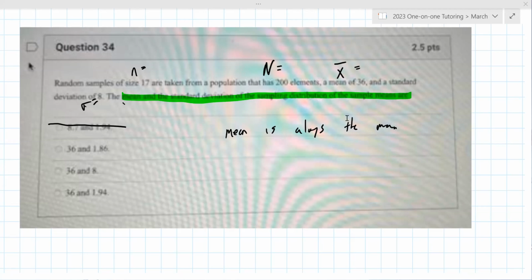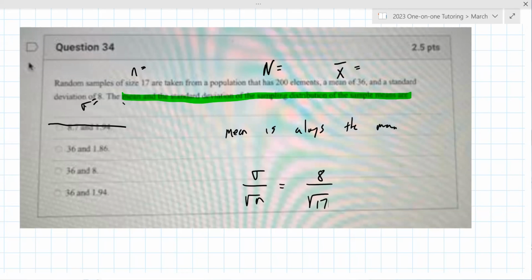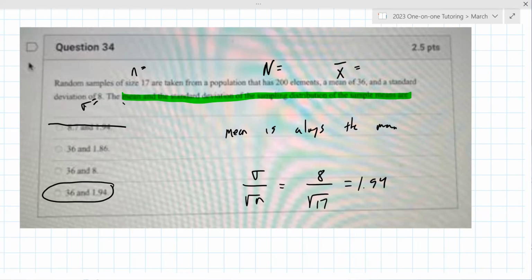All right. So let's take sigma and divide it by the square root of n, which is 8 divided by the square root of 17. Okay. That actually looks like it'll be one of these values. I got 1.940. Yeah. Okay. Is that clear? Yep.